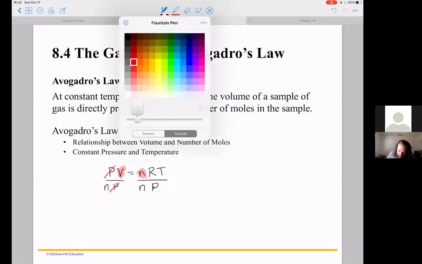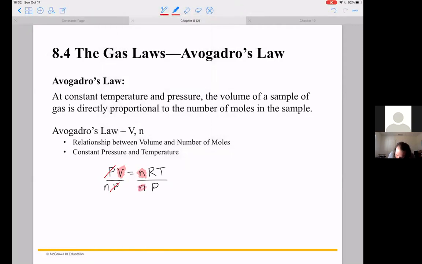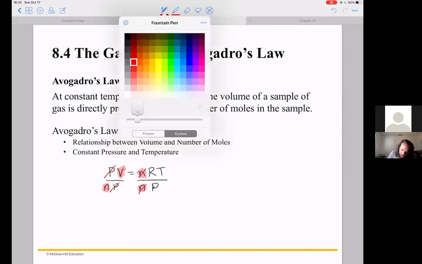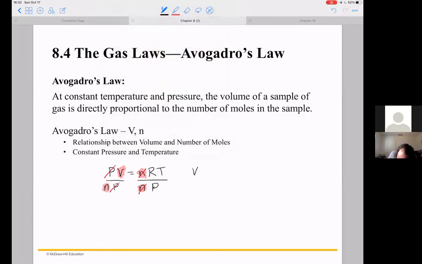And that allows me, let me color code here. So this is my n, this is my n. That allows me to cancel the number of moles on this side. So what I'm left with is volume divided by n equals RT over P. Okay. And again, everything on this side of the equation, these are my variables. That's what I'm coloring in red here. And everything that I haven't colored is constant.